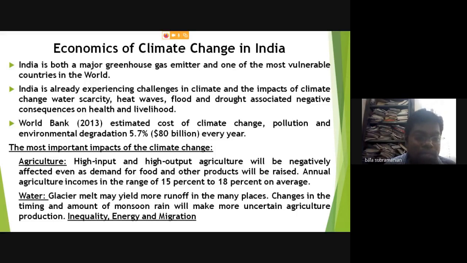So agriculture. Our country is an agriculture-based country. How does climate change impact agriculture production? First, we have to fulfill our food security for the family. Then comes sufficient food production. Now we cannot even reach the first level. There is a lot of food insecurity.